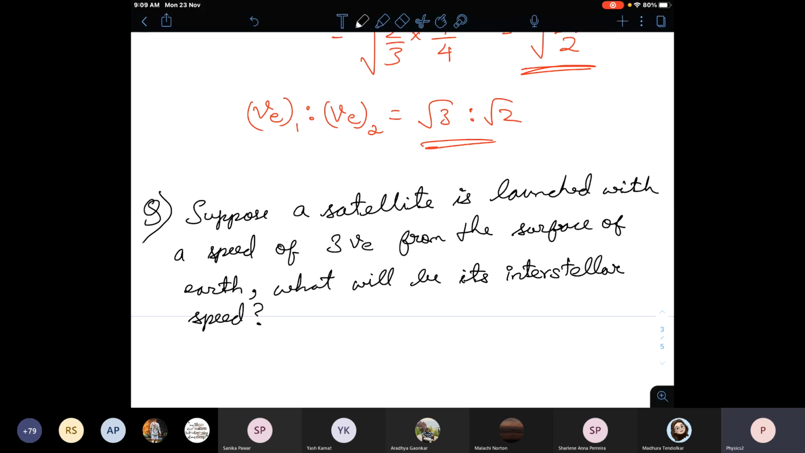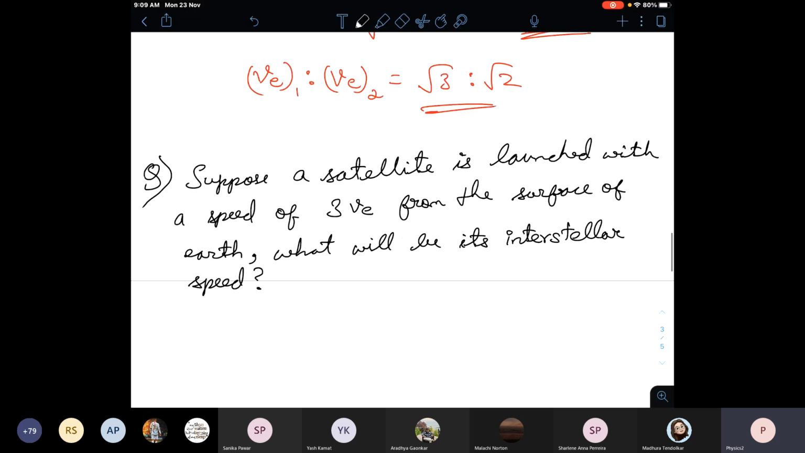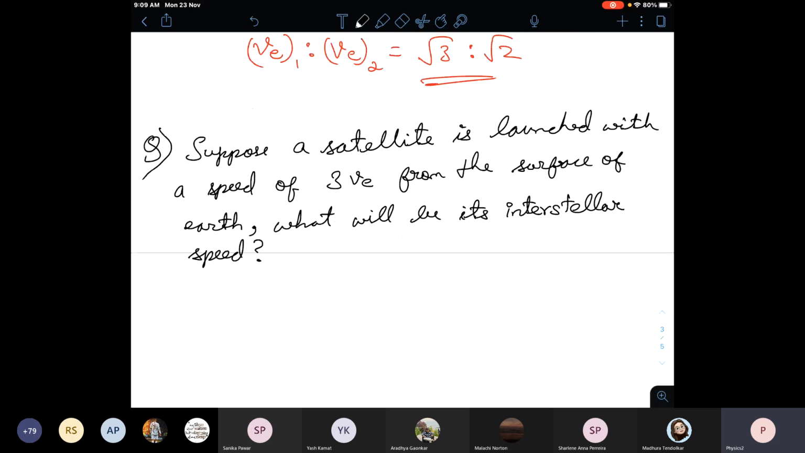Okay, this is a question. Suppose a satellite is launched with a speed of 3 times escape velocity from the surface of the Earth. Then what will be its interstellar speed?